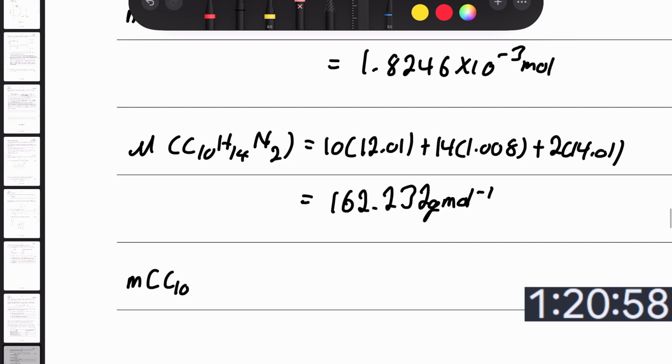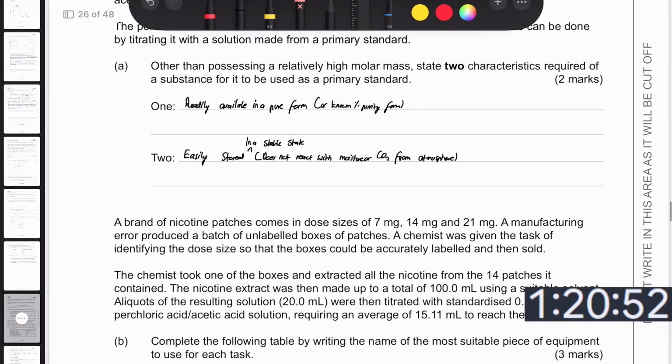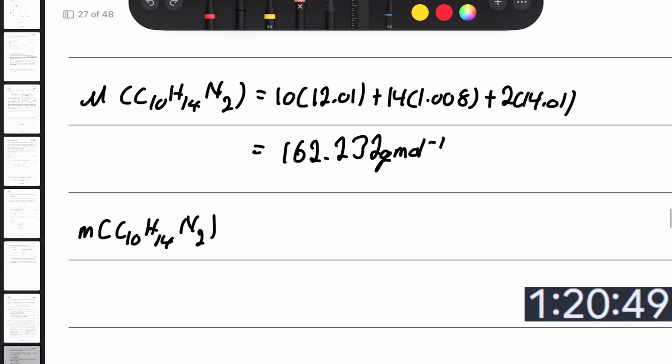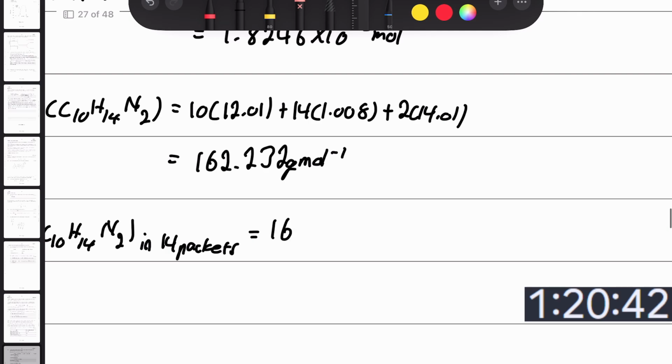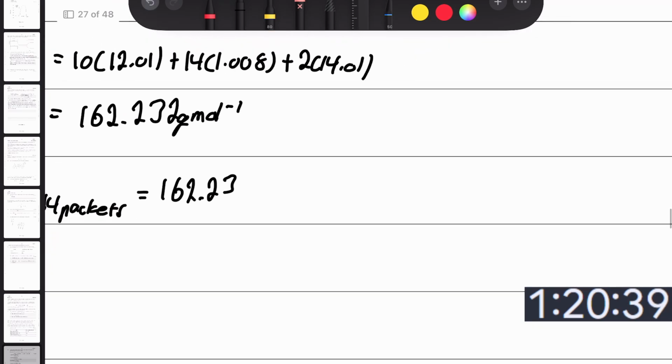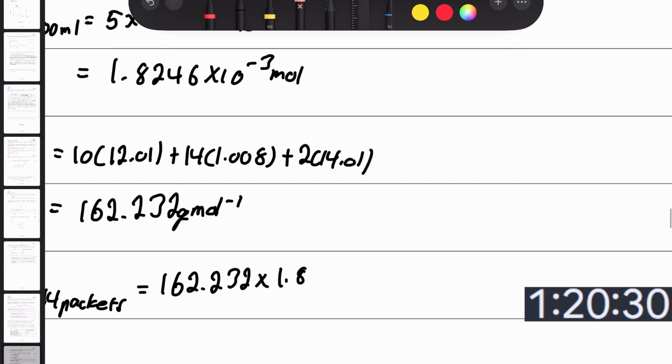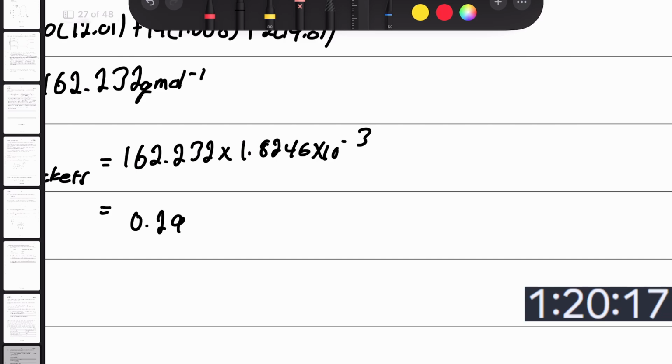So then the mass of C10H14N2, and this is in 14 packets, 14 packets is equal to 162.232 times 1.8246 times 10 to the negative 3, which is 0.29601 grams.